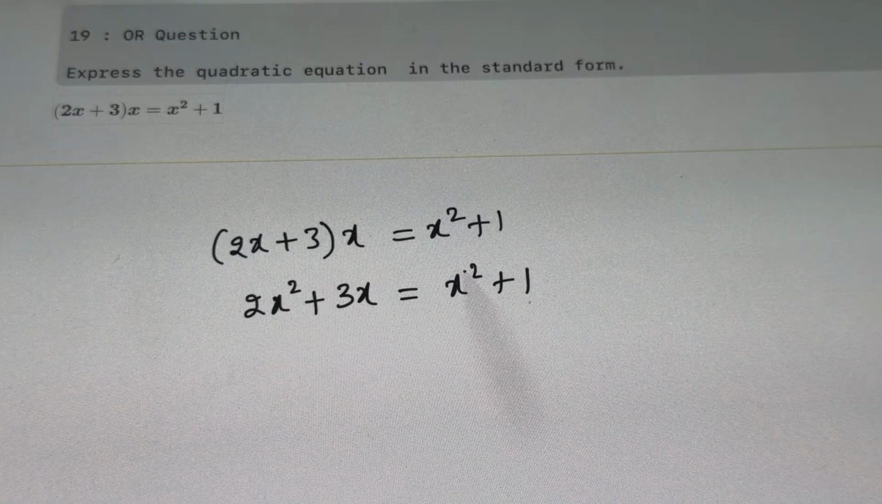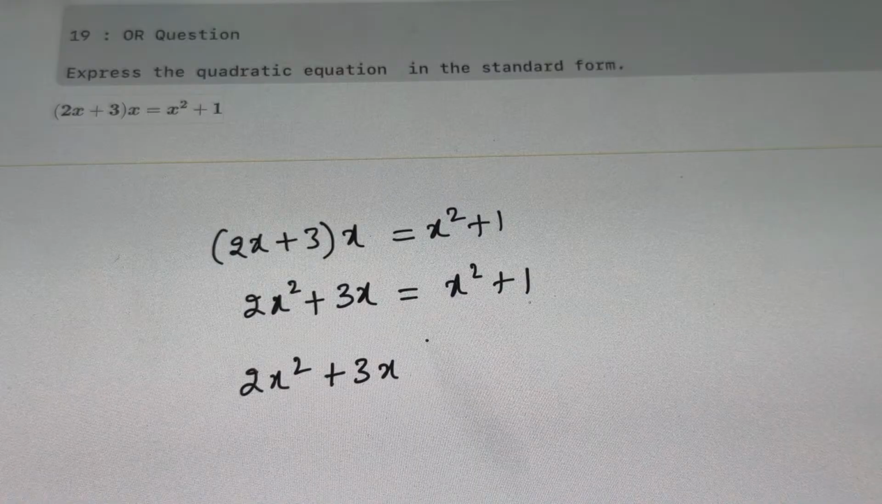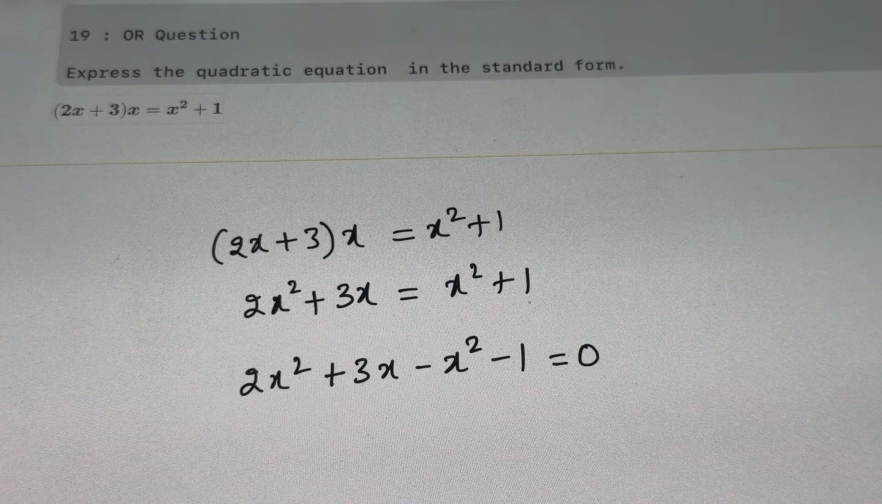Now shift the values to the left side. We get 2x square plus 3x. So plus x square will become minus x square if you shift to the left side. Minus x square, and plus 1 will become minus 1, that is equal to 0.